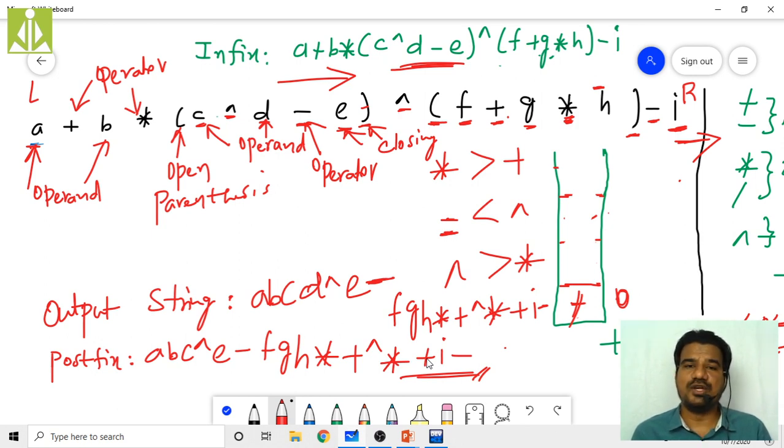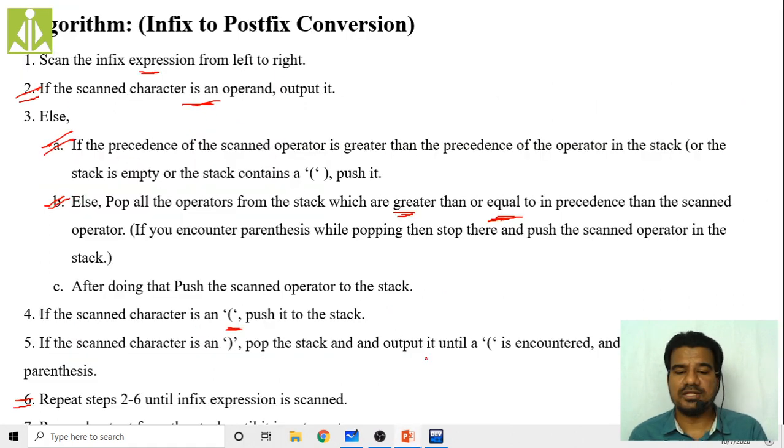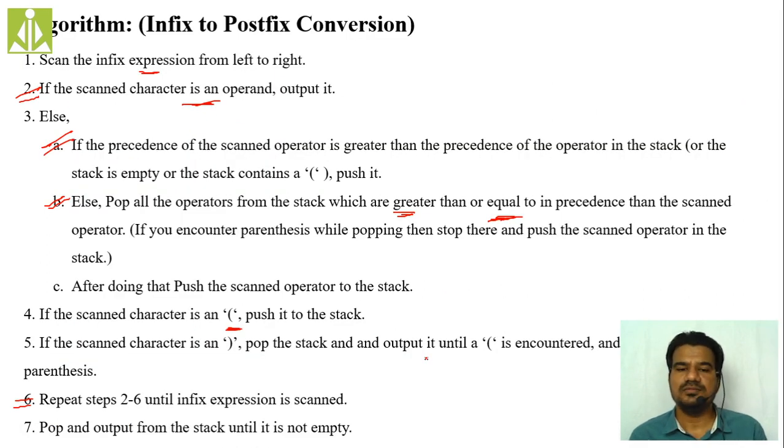This way, we do the conversion from infix to postfix, a very simple conversion. This algorithm you have to follow. Read this algorithm twice, thrice, any number of times until you understand. It is regular, normal English. Nothing is hidden and nothing is abstract. Everything is transparent here, and you can easily understand this algorithm.